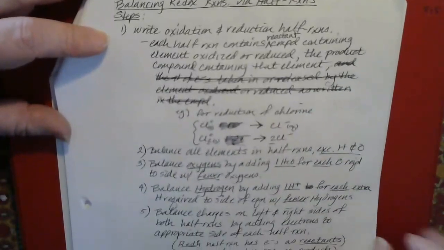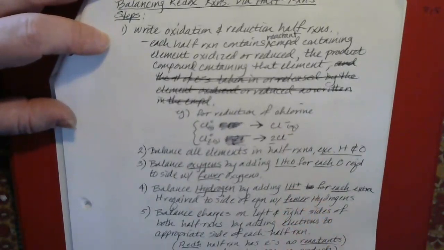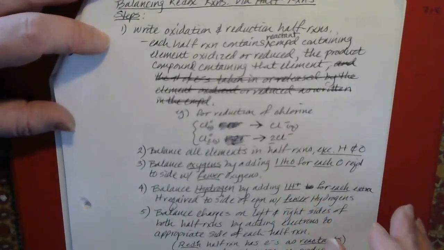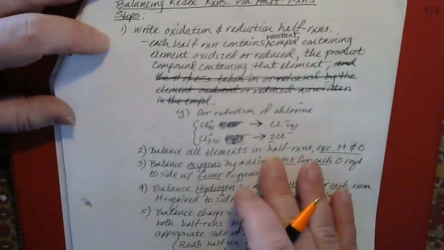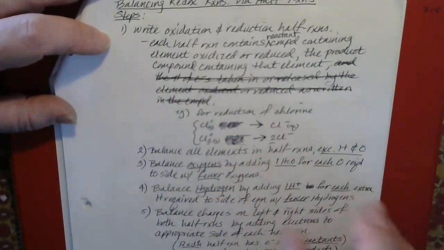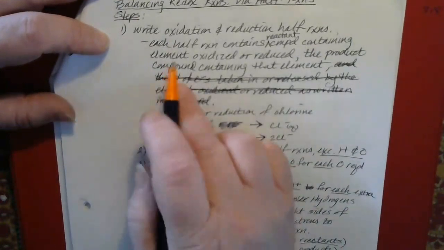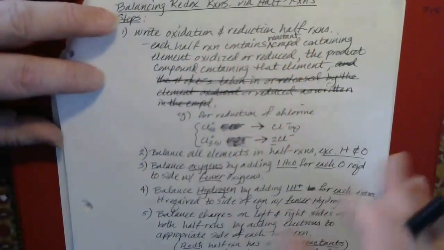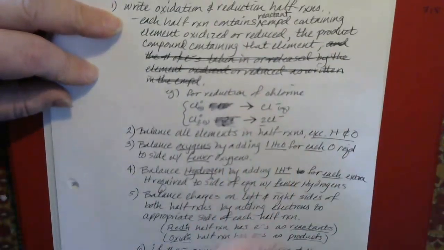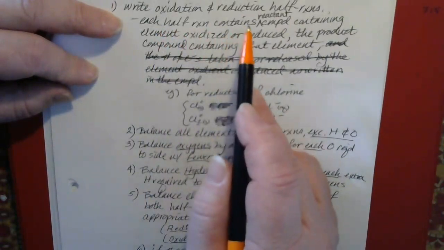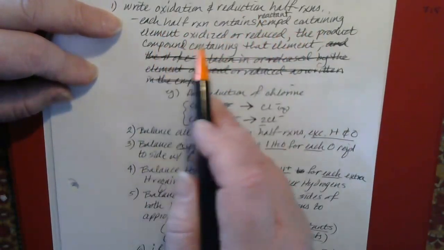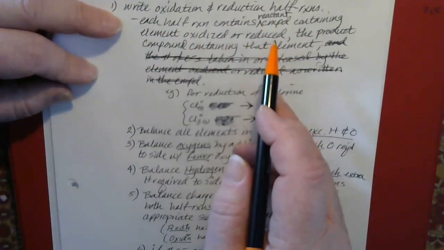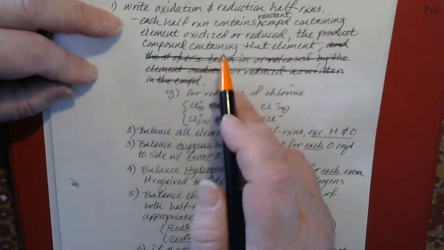All right, there are a series of steps that need to be used here in doing this. And so they're written out, they're steps 1 through 8, I believe it is. And if you follow them in order carefully, then you should be okay. So first you have to write the oxidation and reduction half reactions from the overall reaction that you've been given. Each half reaction should contain the reactant compound containing the element that's being oxidized or reduced, and also the product compound containing that element.